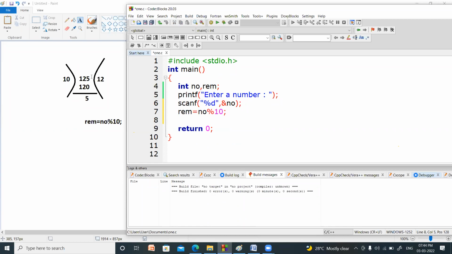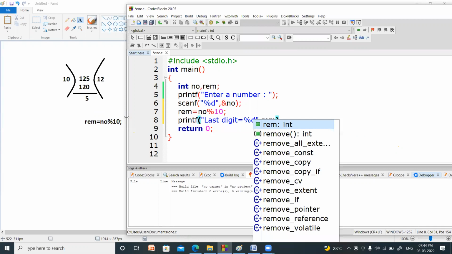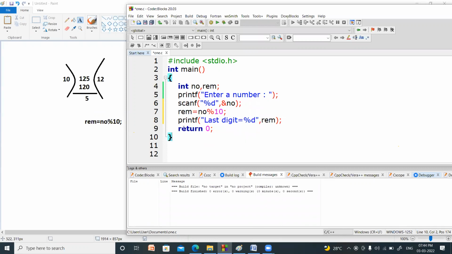Now you find the last digit. After finding, you have to print it. How to print the data? By using the printf statement. What are you printing here? You are going to print the last digit. So last digit equals percentage D comma. Where is the last digit? In the variable remainder. Now I already explained one thing. What is that? Printf is always executed from right to left. First of all, it fetches the data in remainder. What is there in remainder? It contains the data 5. That will be substituted here. The value of remainder will be substituted at the percentage D place. Now it becomes last digit equals 5.